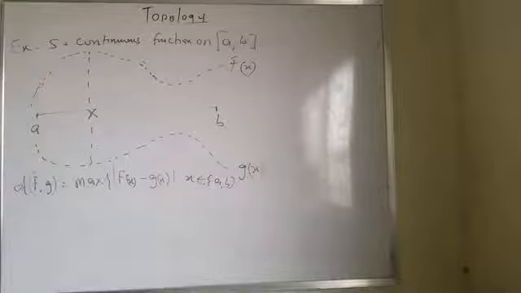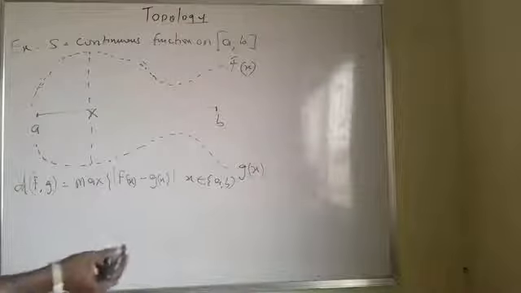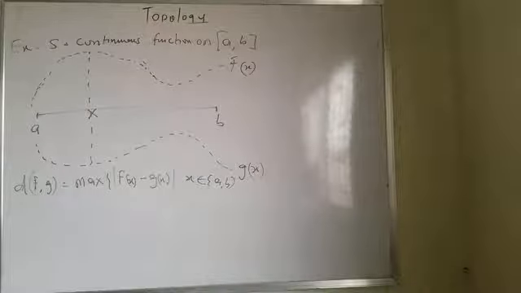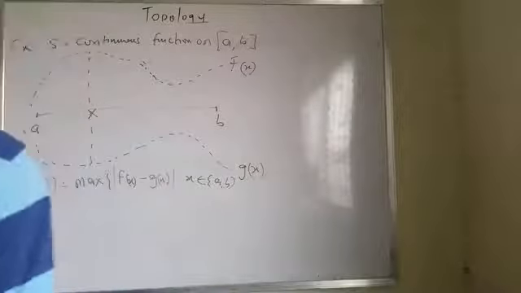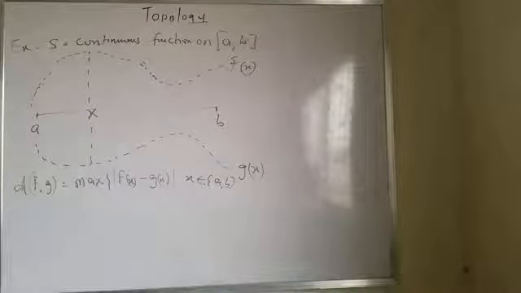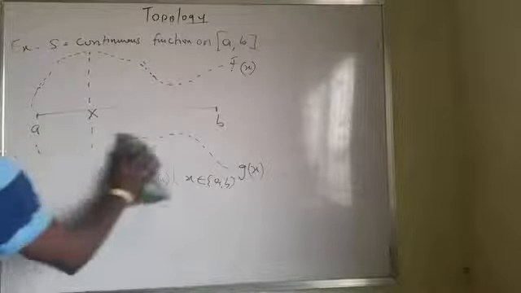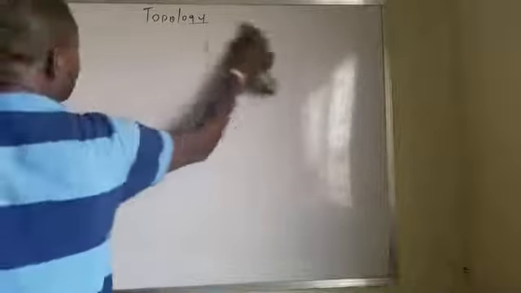Now, s belongs to what? AB. S belongs to AB. That is what I mean by a continuous function on what? A, B, closed interval. Now, that is what I mean by that. The next one, I think it's getting better. Oh, that's good.